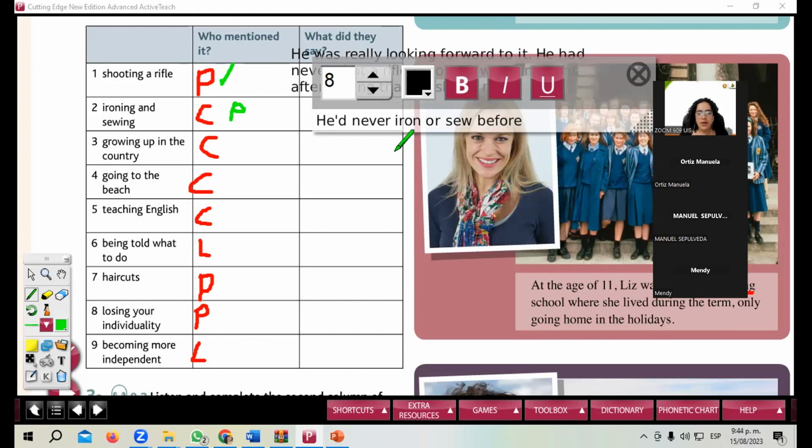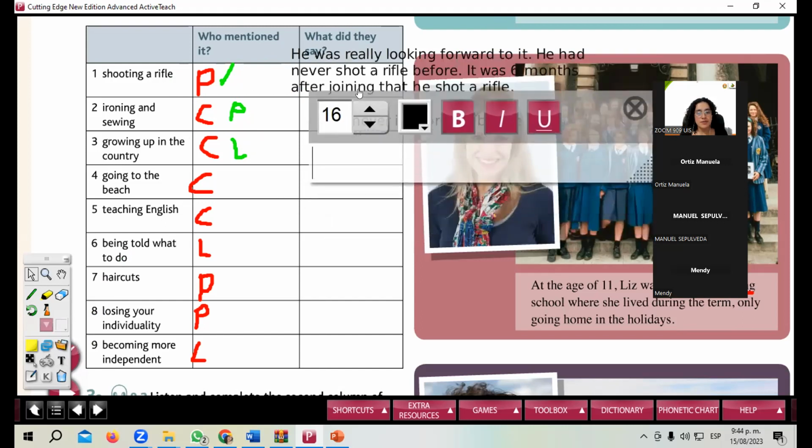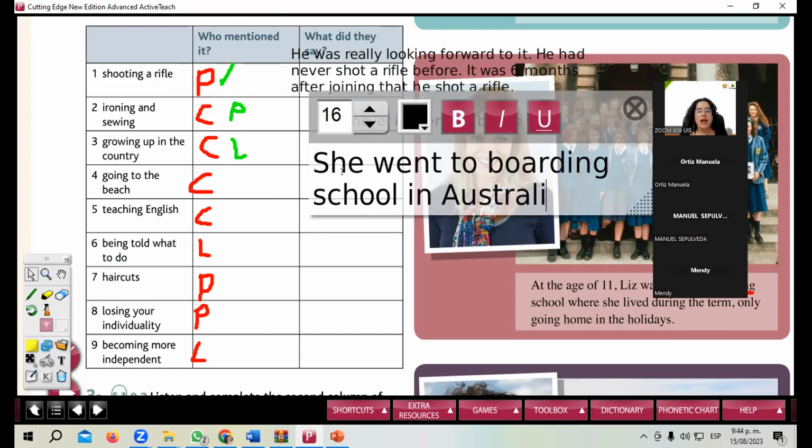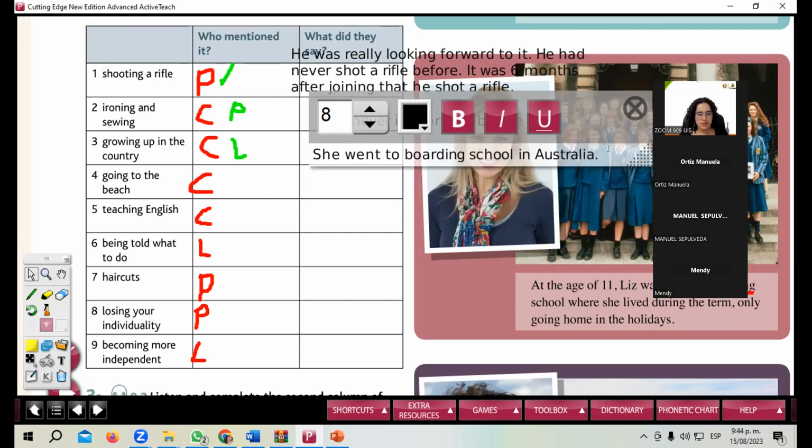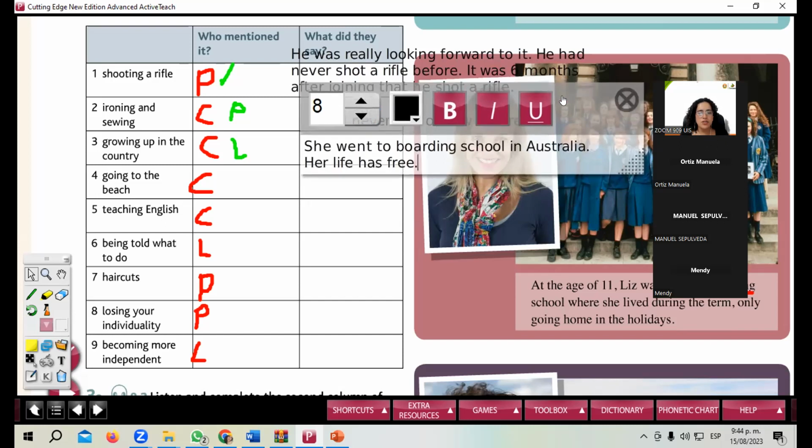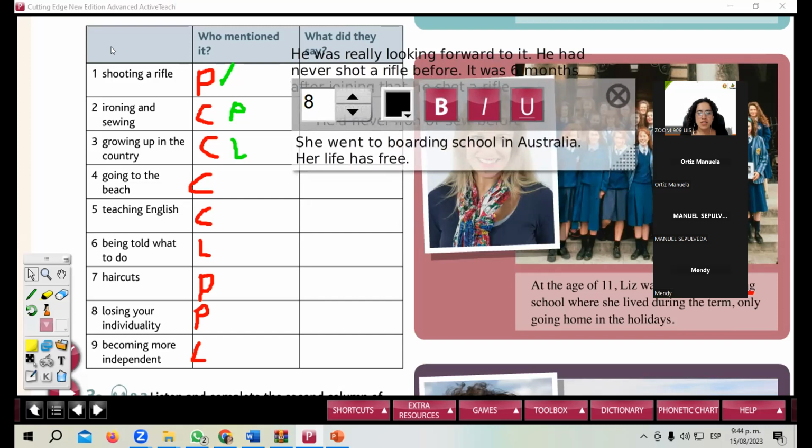So let's see, for example, Manuel. Growing up in the country, who was it? Growing up in the country was Liz. And what did she say about this? That she was in boarding school in Australia. She went to boarding school in Australia. How was her life in the countryside? Did you hear about this? I think she said something about she felt free there. Yes, she was free. Her life was free in the countryside in Australia. All right, good. Thank you.